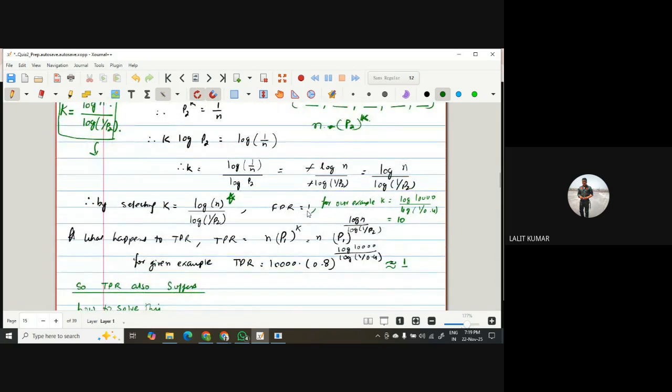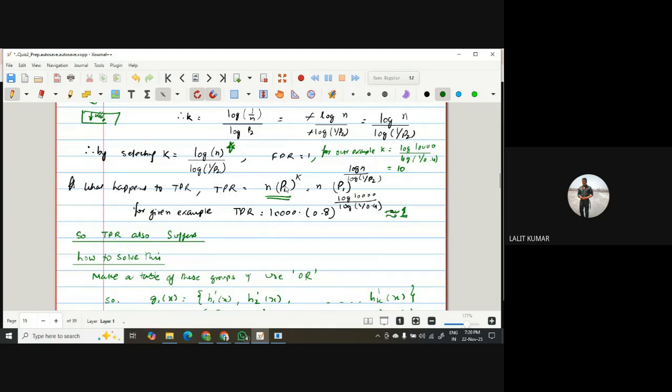Now here, we have solved the problem of FPR, but your TPR will also become n p1^k, number of your good points. So this will also suffer. By doing this k, you find that your TPR has also reduced to only 1. So you will get 1 good point and 1 bad point, whereas we want more good points in this bucket. So for this, what do we do?